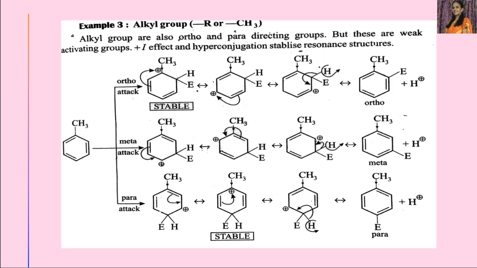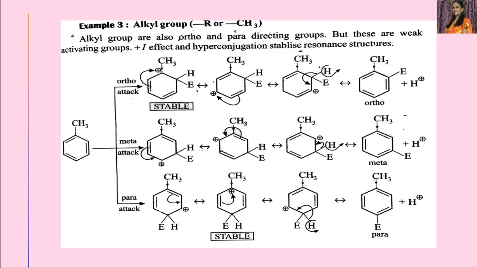They are weak ring activating groups. Plus I effect and hyperconjugation of the methyl group stabilize the resonance structures. Thus, ortho and para substituted product is obtained whenever a methyl or alkyl group is present as a first substituent on the benzene ring. Now, let us see the different resonance structures obtained by the ortho, meta, and para attack of an electrophile on the benzene ring.